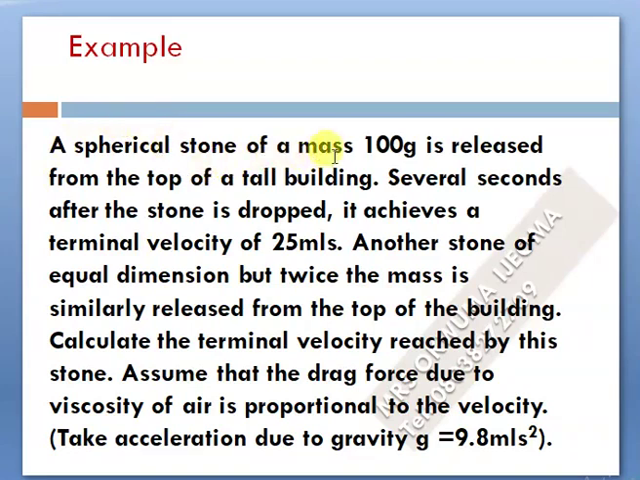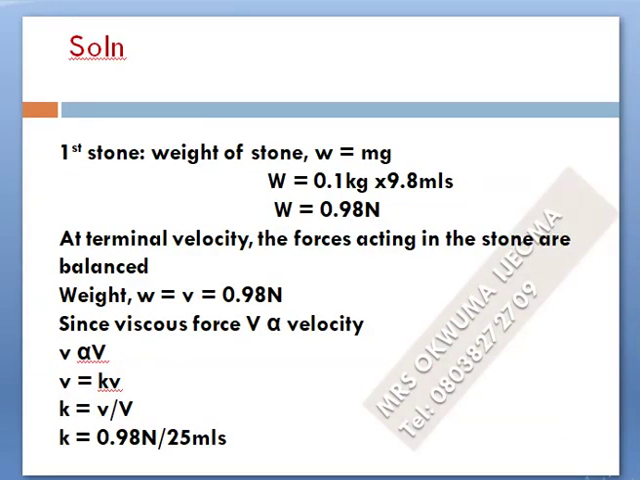Now look at the question again. You have a spherical stone of mass 100 gram released from the top of a tall building. Several seconds after the stone is dropped, it achieves the terminal velocity of 25 meters per second. Now, another stone of equal dimension but twice the mass, so twice the mass of 100 gram, is released from the top of the building. We want to find the terminal velocity that stone will reach. Now, let's see our solution.